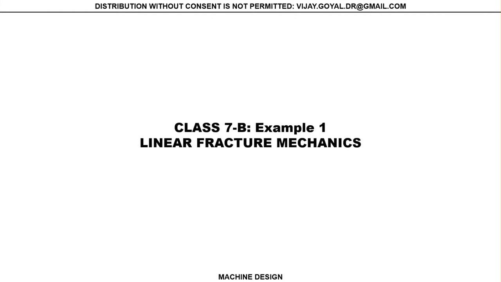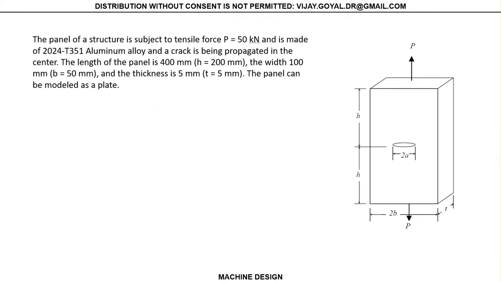So this is example number 1 on linear fracture mechanics. In this particular example, what we're going to do is consider a flat panel. And this particular panel has a tensile load of 50 kilonewtons.